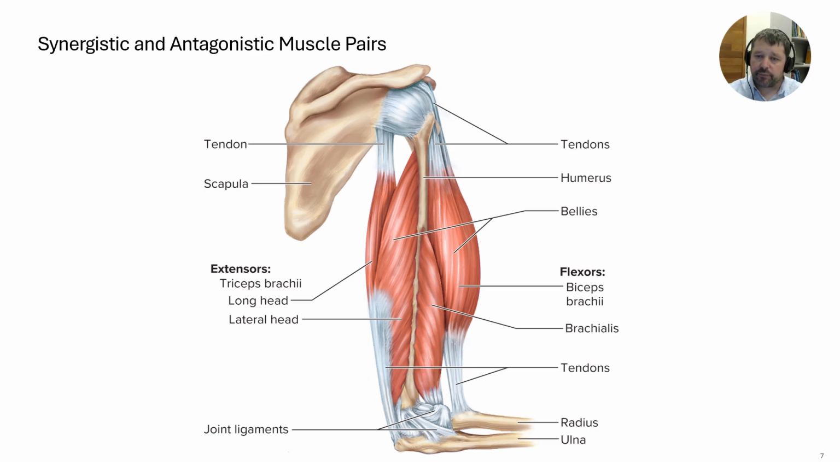So here they're showing you the biceps brachii is the flexor, and the triceps brachii is the extensor. So it's elongating while this one is contracting. So this one's relaxing, this one's contracting. This one relaxes, this one's contracting.